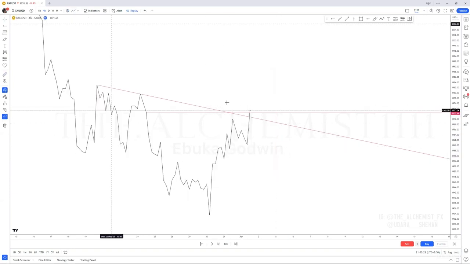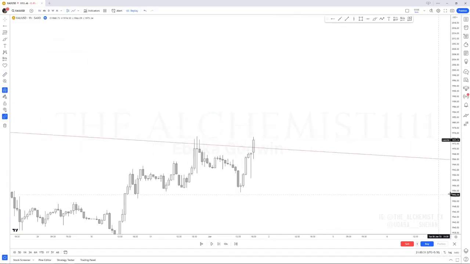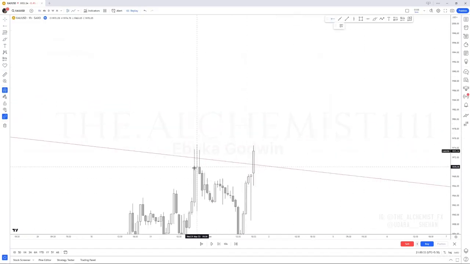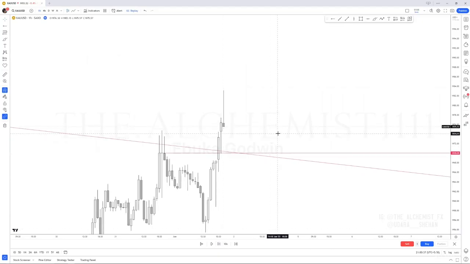And now what happened? It's broken, right? So once it is broken, it turns into what? It turns into a support, right? It turns into a support. So what happens? Look at this. If you use the same trend line, and maybe this RBS for an entry. Okay, look at this. Look how quick you get 100 pips.